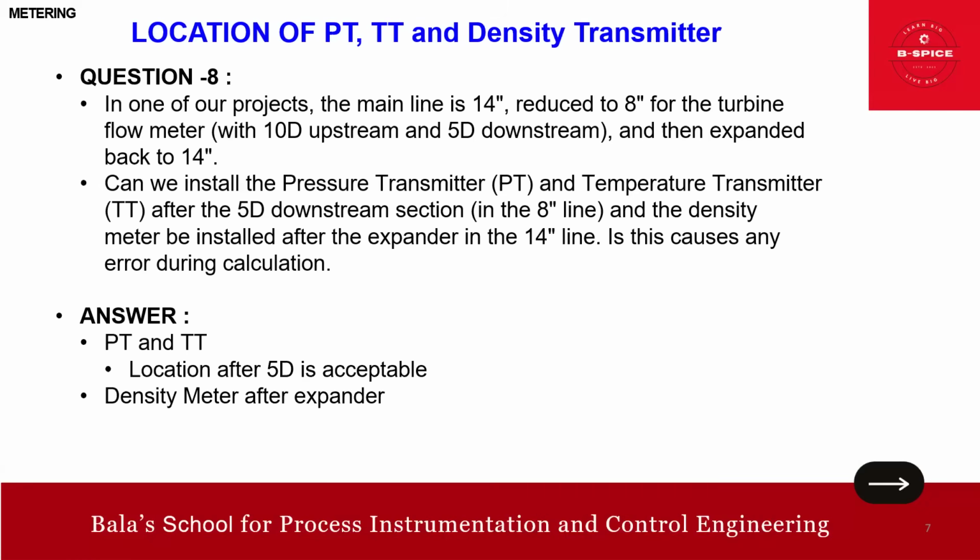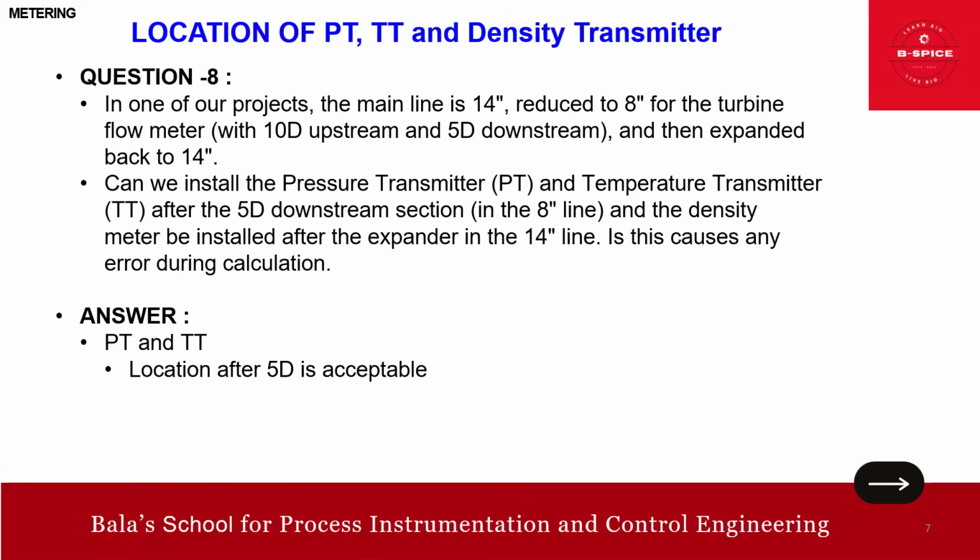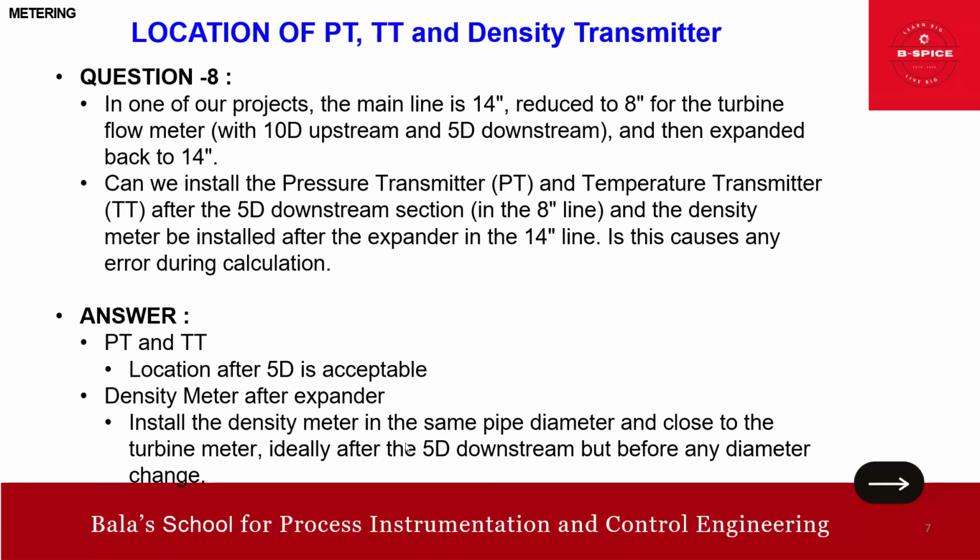But the catch point is the density meter after the expander. Basically, friends, a density meter after the expander can introduce errors. What kind of error? Flow profile distortion, potential phase changes, and also non-representative sampling. These are some of the challenges if you install the density meter after the expander. So the best practice is to install the density meter in the same pipe diameter and close to the turbine meter, ideally after 5D downstream, but before any diameter change.